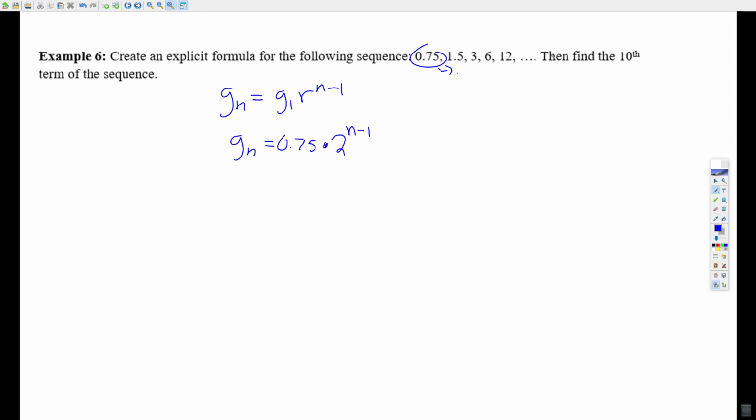Now that we have this, we can find the 10th term. So g sub 10 equals 0.75 times 2 to the 10 minus 1. So you're going to do 2 to the 9th power, which is 512. 0.75 times 512, and that is 384. So that's the 10th term. We have 2 examples left when we finish with this lesson.